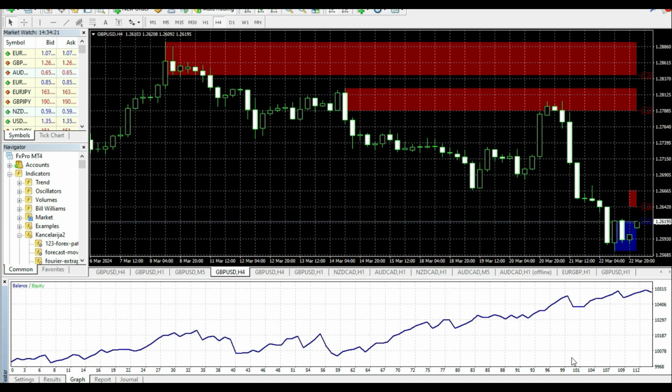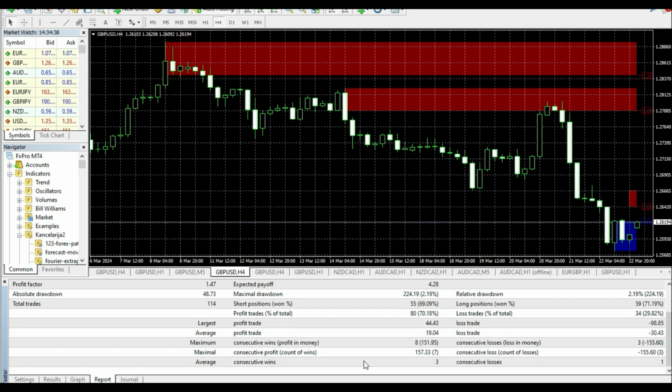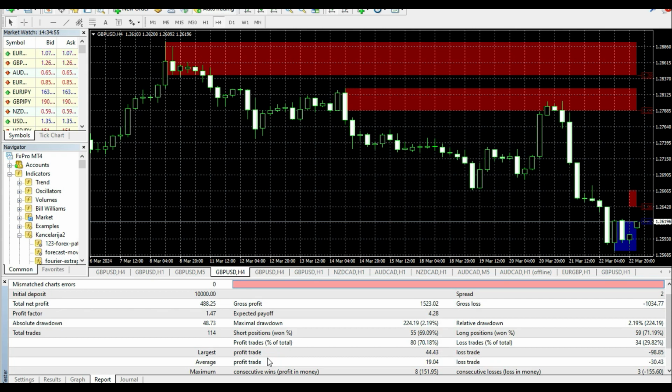Right now, the system is tested. So we'll go to the report, and we can see there is almost 500 pips profit here, with the maximum drawdown 224 pips. And as we can see right now, we have 7 consecutive profit trades and only 3 consecutive loss trades. So this is very good. And I can see that the profit factor is 1.47. It's not something beautiful, but it's okay, it's decent.